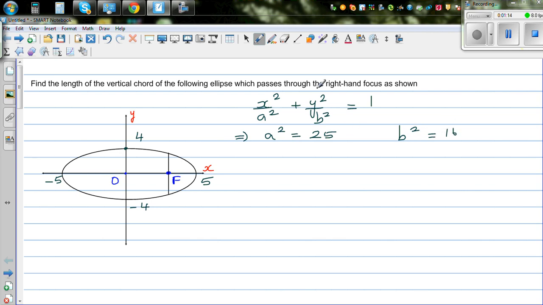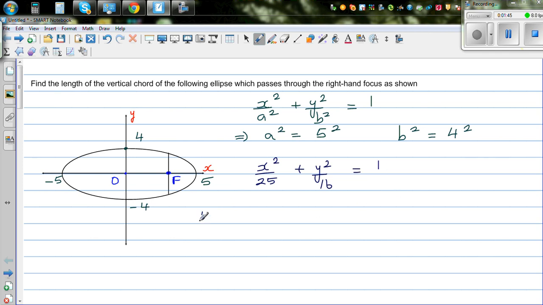You can also write this as a squared is 5 squared and b squared is 4 squared. So the equation of this ellipse, by just looking at the center and the major and the minor axis, we can say it should be x squared over 25 plus y squared over 16 is equal to 1.